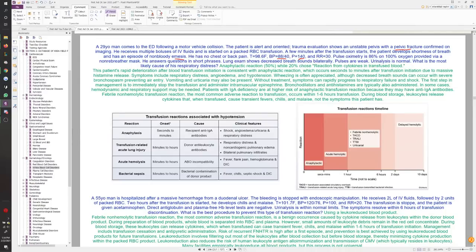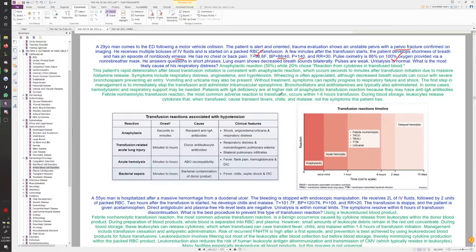Lung exam shows decreased breath sounds bilaterally. Pulses are weak. Urinalysis is fine. So again, urinalysis is normal. This is pretty critical right here. Urinalysis is normal means there's no hemoglobinuria, which means he doesn't have hemolysis. So since there's no fever and there's no hemolysis, the only reaction that he could be having so quickly is the allergic one. What is the most likely cause of his respiratory distress?